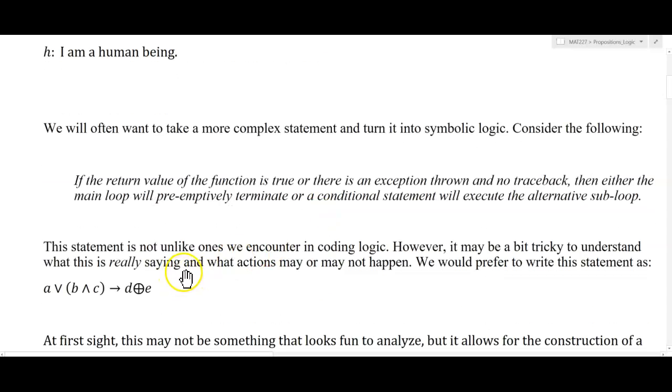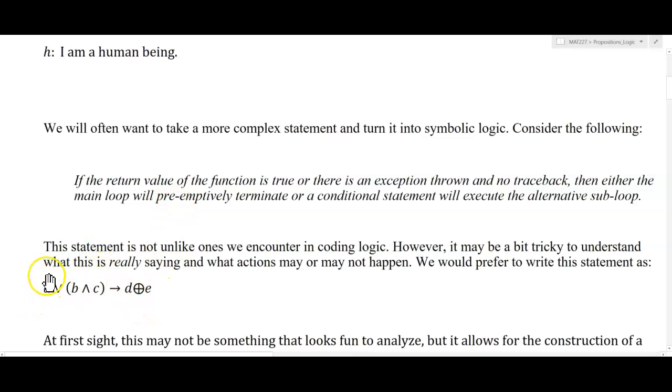So this is not unlike something you might encounter in coding logic, where you need to take something like this and build it into code. However, it may be a bit tricky to understand what this is really saying and what actions may or may not happen. We would prefer to write this statement as something like this. So I won't go through the details of what these symbols are right now, but this breaks up this complex or compound statement into a series of simple statements.